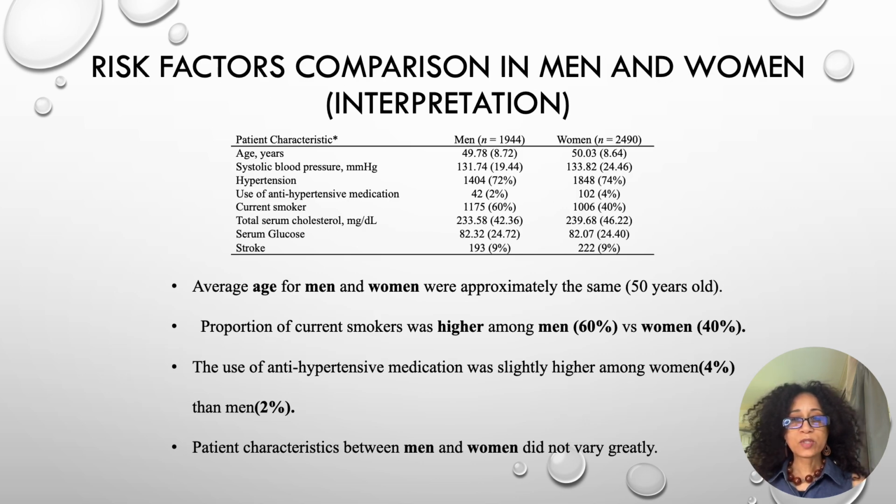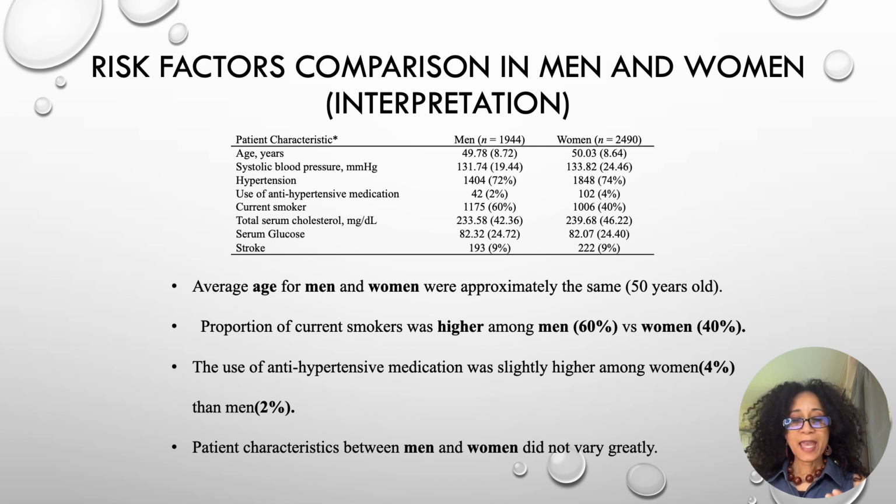Next, I would like to discuss some of the risk factors, comparing men and women initially at the start of the study. This is our baseline, our starting point. There were 1,944 men. There were a little more women in the study, 2,490, for a total of 4,434. So noted, there are slightly more women in this study than men.